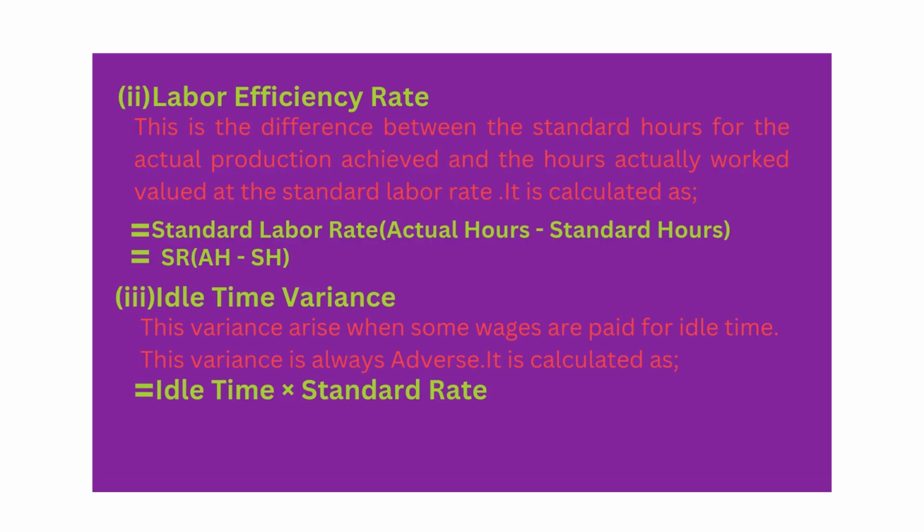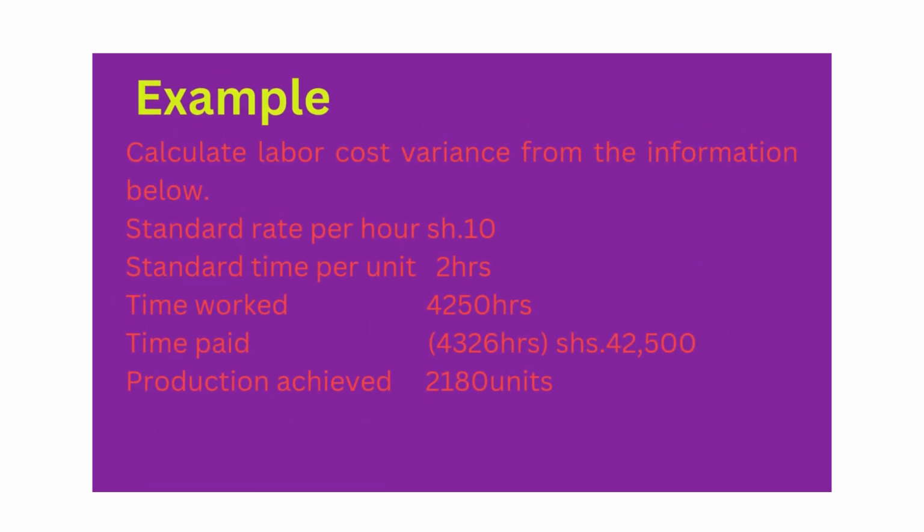Let's start by calculating the labor rate variance. Labor rate variance is given by actual rate multiplied by actual hours minus standard rate multiplied by actual hours. Actual cost is always greater than the standard cost, so that's why it's always advanced. Idle time variance is calculated as idle time. We've been given the cost already, which is 42,500 shillings minus standard rate, which is 10 shillings per hour, multiplied by the actual hours, which is 4,326 hours.